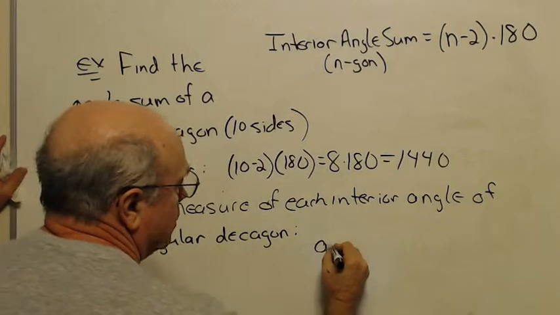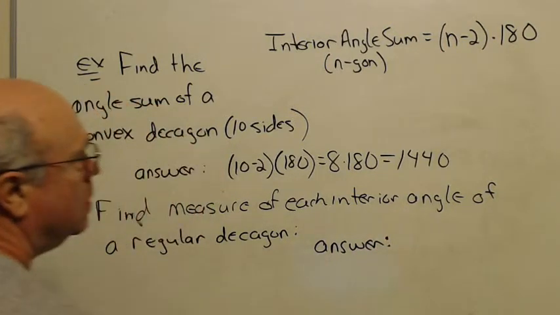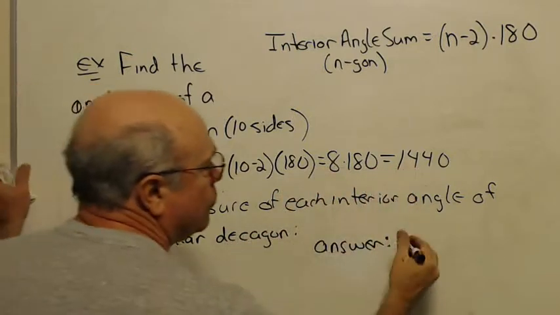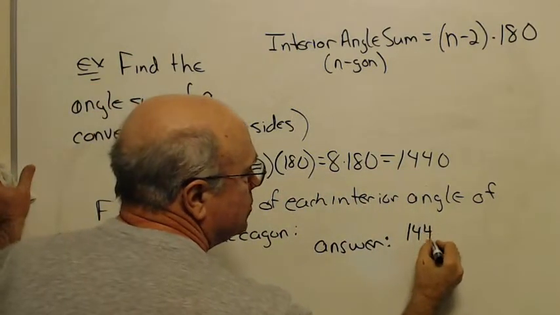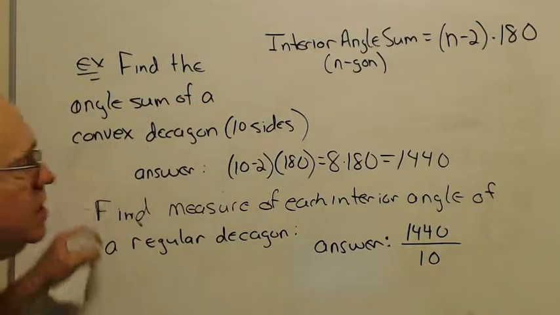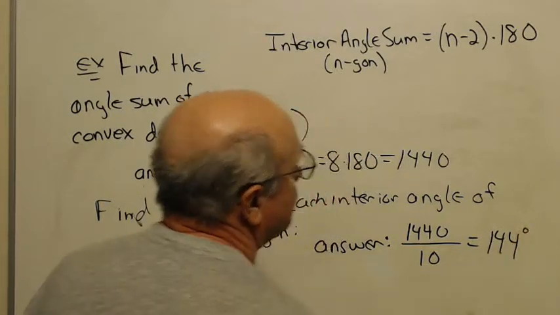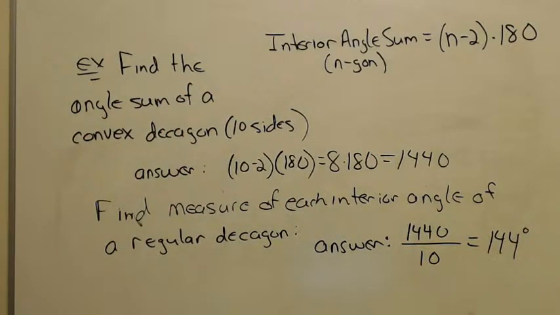Well, our answer, we already know what all of the angles add up to. They add up to 1440. So if we simply divide that by the number of angles, which is the same as the number of sides, 10, we'll get our answer, 144 degrees. Again, what we would like to do if we can is to try to generalize that. And what we want to do is make some rules here then for regular polygons.